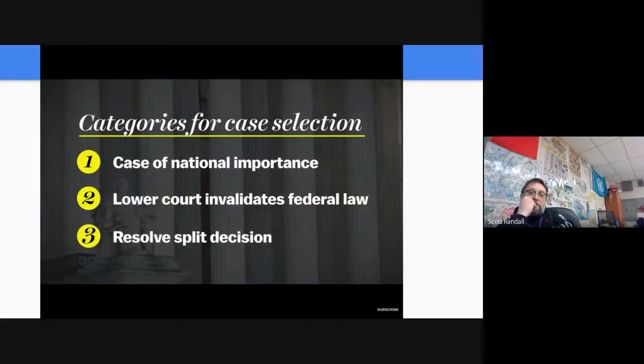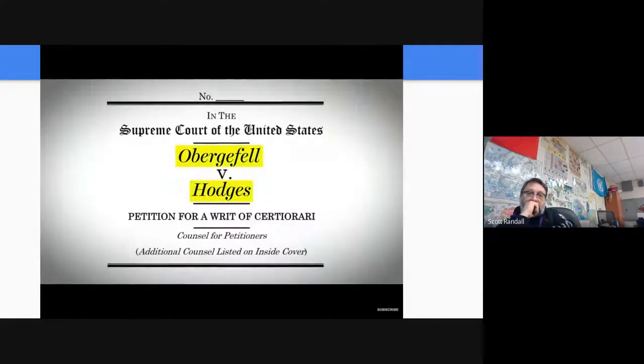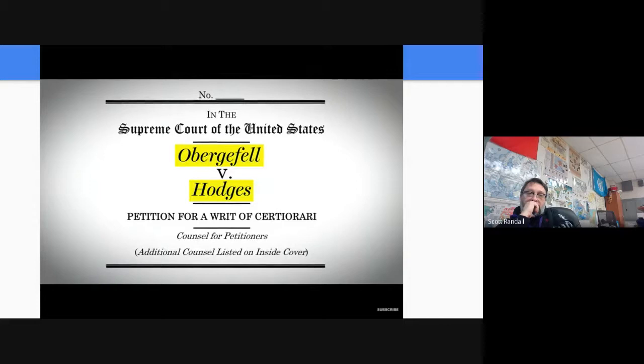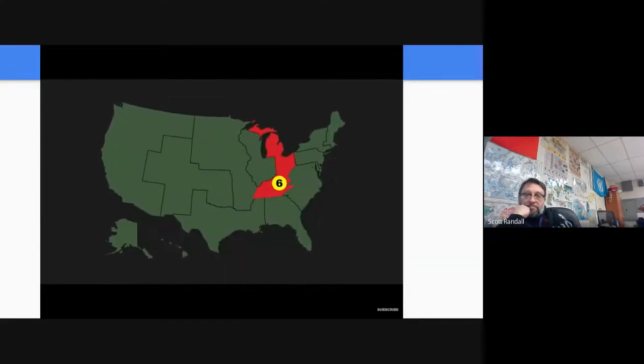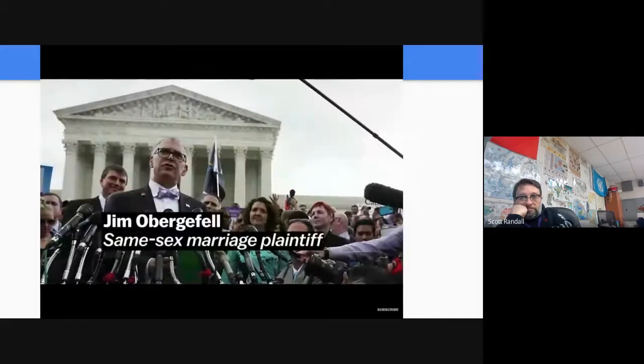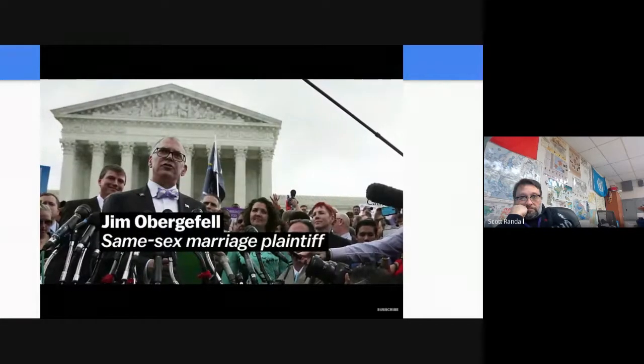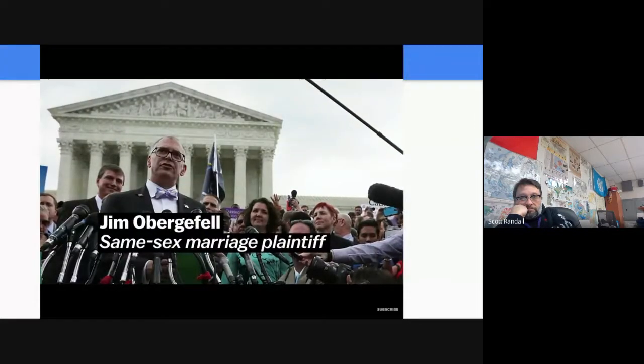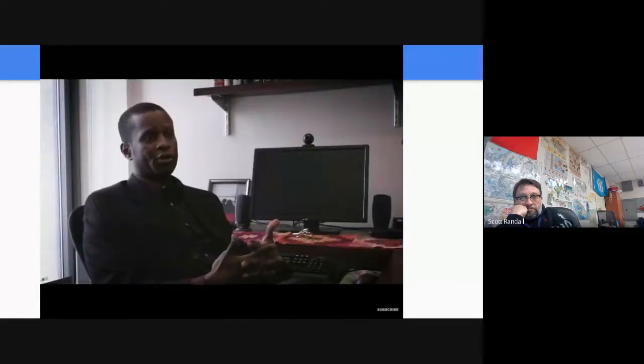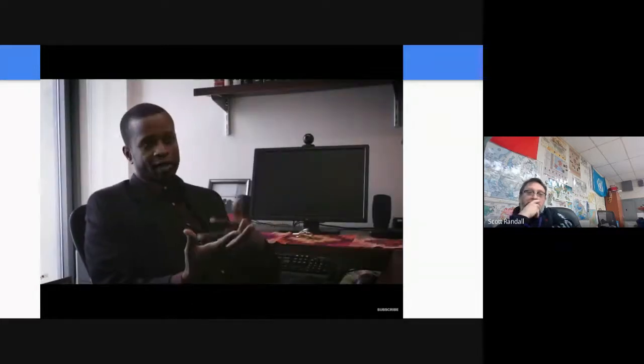Third, the court accepts cases in order to resolve a split decision in the lower courts. This happened in the case of Obergefell v. Hodges, where a Sixth Circuit ruling that banned same-sex marriage conflicted with rulings in other circuits that had upheld the right to same-sex marriage. Obergefell was someone living in Ohio who wanted to marry his same-sex partner and was not permitted to do so under Ohio law. It made its way to the Sixth Circuit.